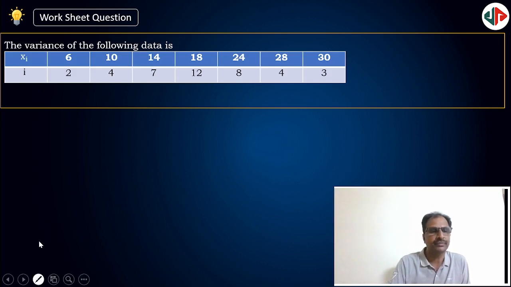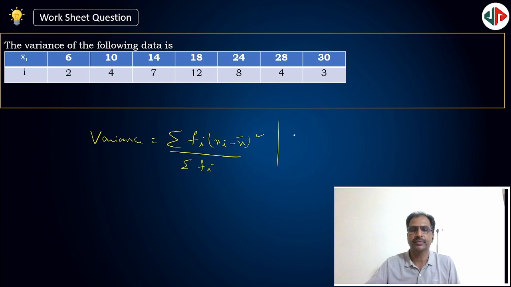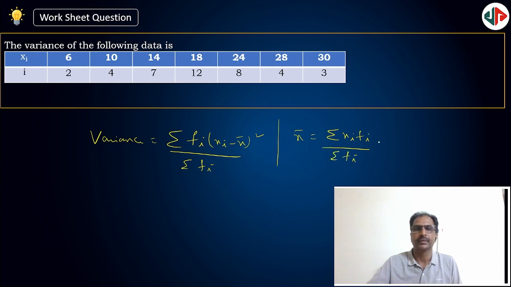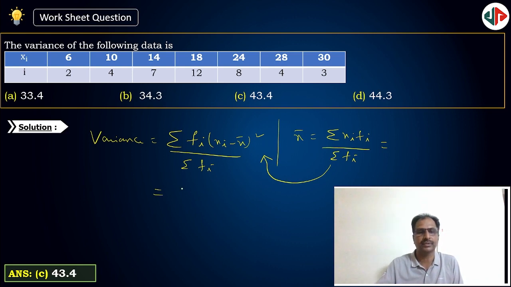Next question, variance of the following. To find the variance of a discrete frequency distribution, the formula is Σ fi (xi − x̄)² by Σ f. For that, how to find x̄? It is Σ xi fi by Σ f. So first use this formula, find x̄, substitute x̄ in this and find the variance. And you will get the answer as 43 point something.